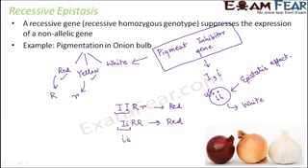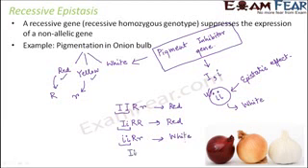Now if you have something like small I, capital R, small r, in this case the inhibitor gene is present in the homozygous recessive condition. So this will show its epistatic effect. This will stop or hide the phenotypic expression of red and yellow. So this time the color would be white.